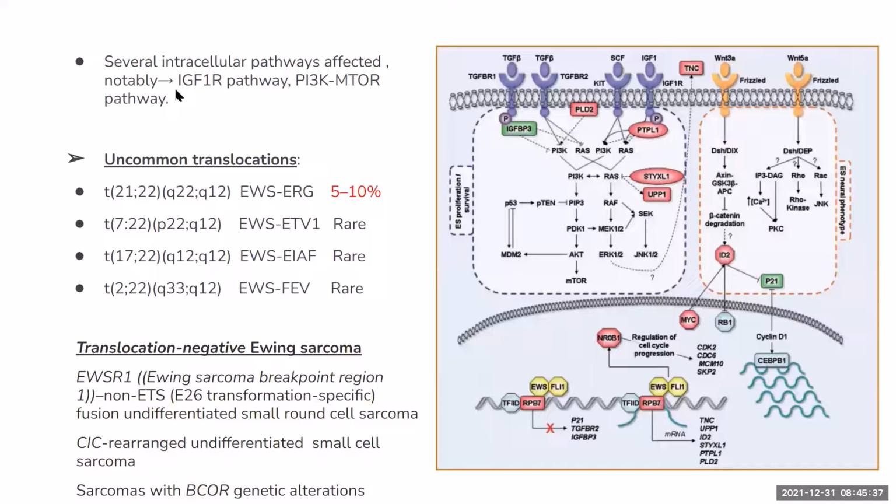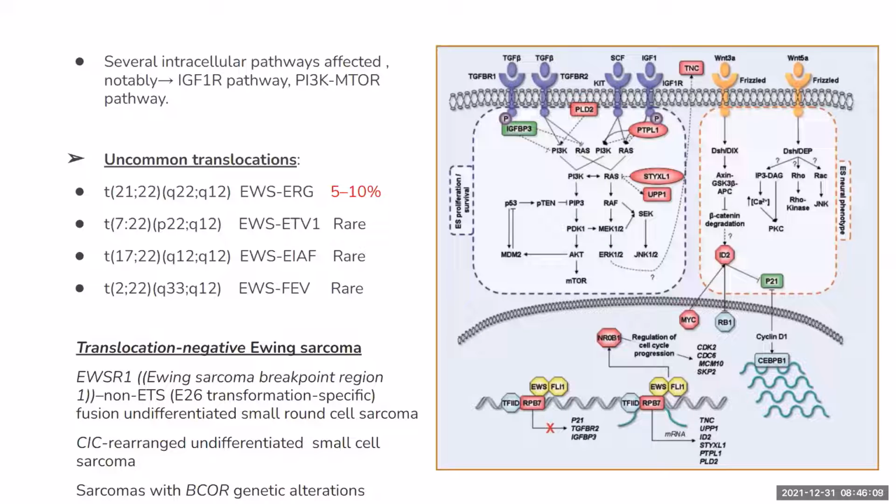The pathway involves amplification of the IGFR1 pathway, leading to overactivation of the IGFR1 pathway, and now antibodies against IGFR1 are being developed and are in early stages of clinical development. Uncommon translocations in 5% of the patients could be translocation 21;22, translocation 11;22, 17;22, and translocation 2;22.